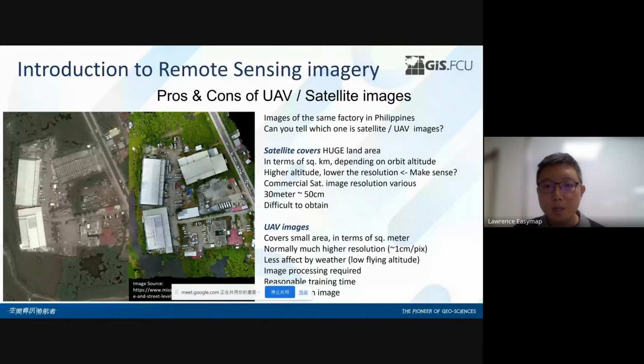Compared with the optical sensor satellite images, the UAV image is less affected by the weather. It means that even though today is raining, or maybe a cloudy day, the UAV flies below the cloud and can still take pictures, unlike the satellite, which may be blocked by some high-level clouds. Therefore, it is less affected by the weather. And there is some image processing required, which I will talk about in the later slides. The processing time is reasonable, and yes, you can have a decent image.